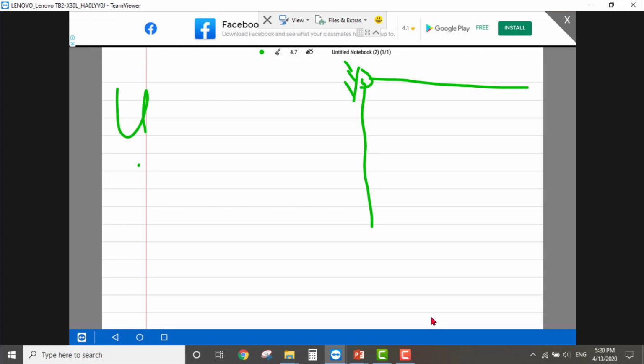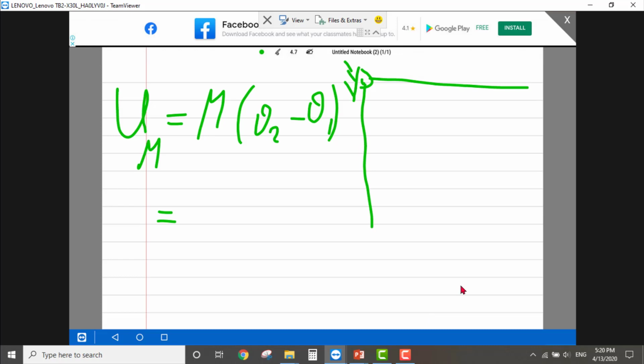So work due to moment, we learned before that it's equal to moment, which is constant in this scenario, otherwise I'll take the integration, theta 2 minus theta 1. Okay, which is the easiest one. So the moment that we have is equal to 50 Newton meter multiplied by, now theta 1 equal to 0.